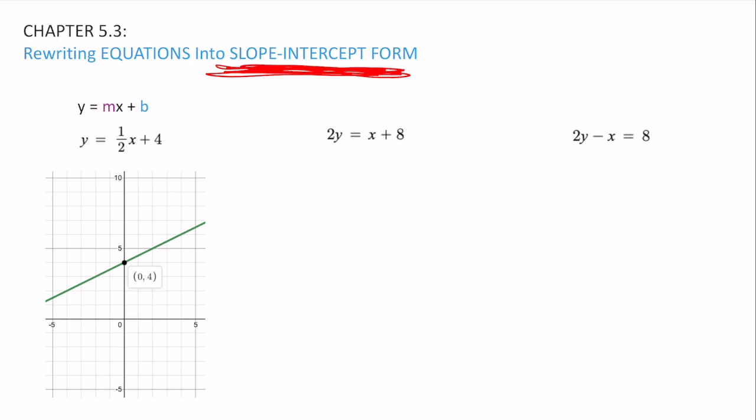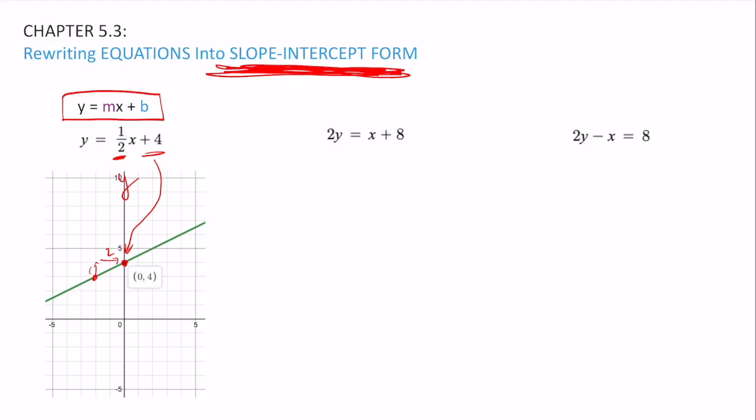So again, slope-intercept form is always y equals mx plus b, where the m is your slope and the b is the y-intercept, and so we just want to rewrite equations like that. And right here, we'll see why. In this first equation, I see 4, and immediately I know that the y-intercept is 4, crosses the y-axis at 4. I see 1/2, and I know the slope is 1/2. I know I'm going up 1 over 2. So if I pick any point, I can go up 1 over 2 and get to another point. And sure enough, it works out.